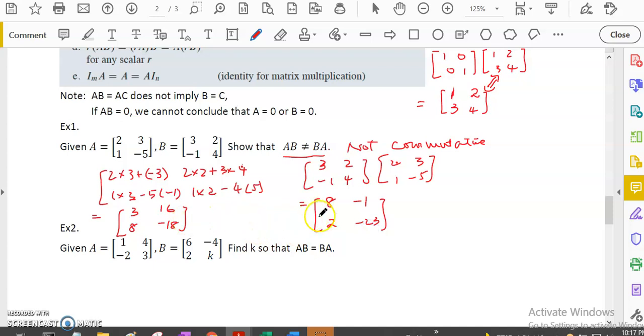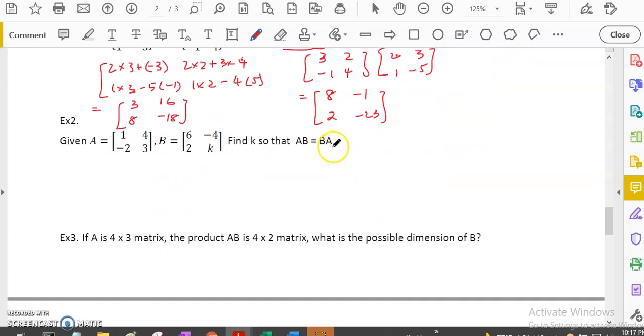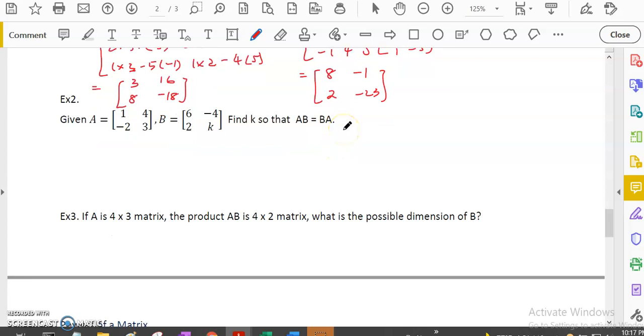So you can see that the numbers are not even the same. So AB is not equal to BA. Now, there are some cases where AB is equal to BA. We'll talk about those in chapter 2.2. But for the most part, AB does not equal BA.